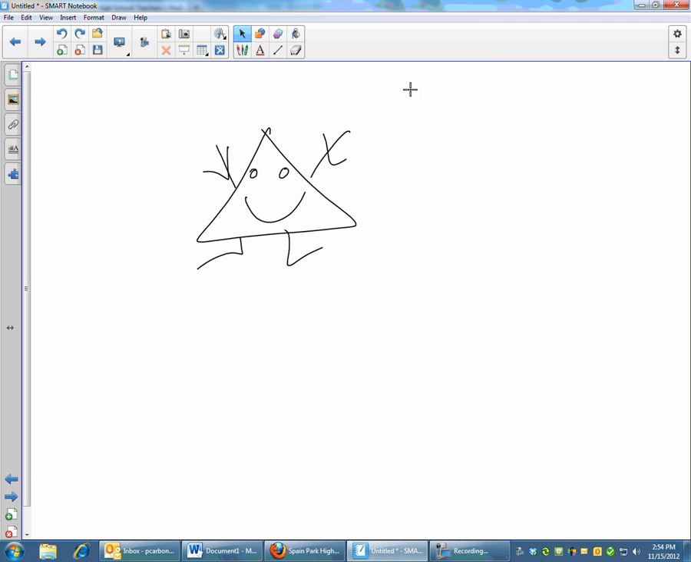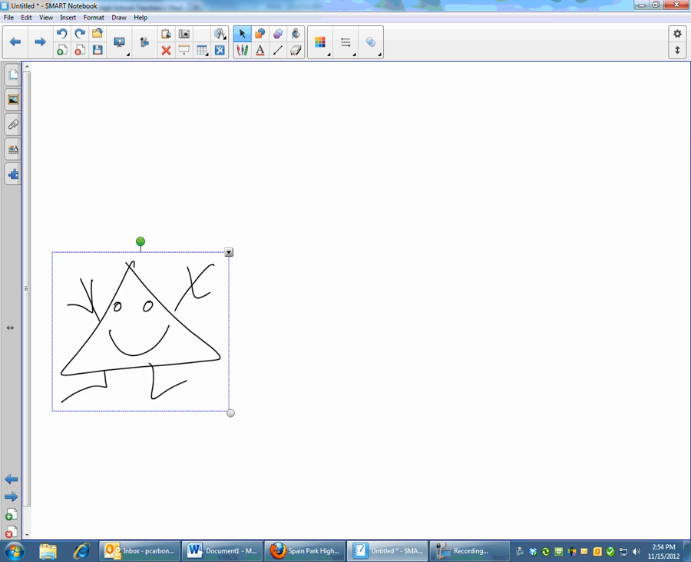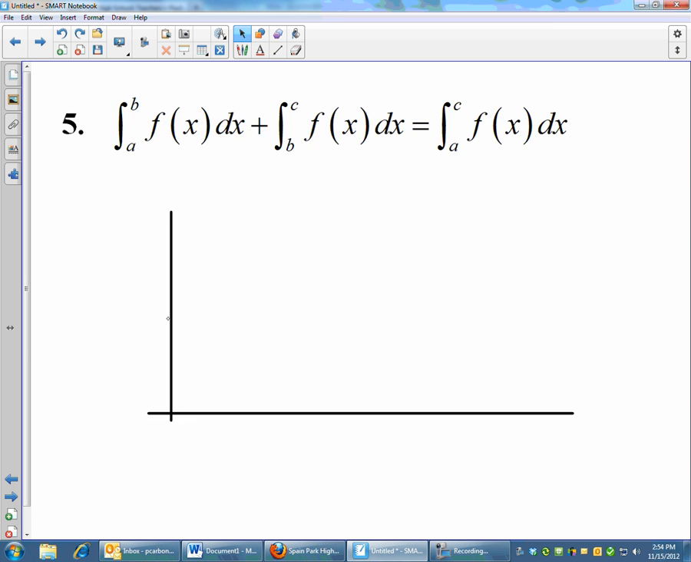There we go. Now we get to take triangle man and throw them all over the place. Okay, good enough. Wasting time. All right, next integral, or next property.